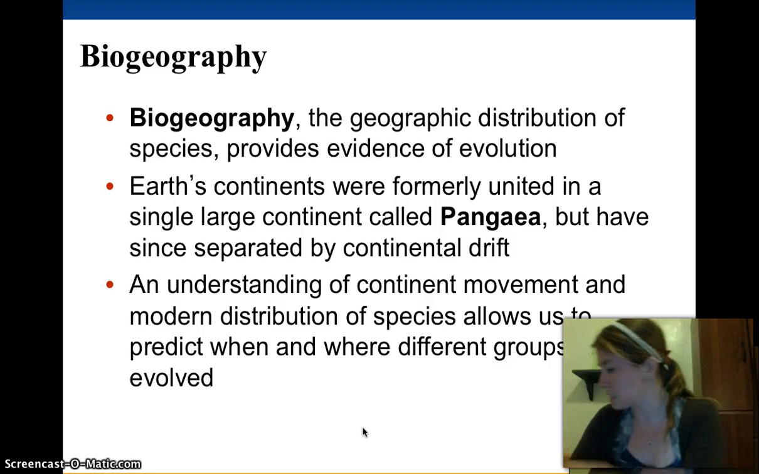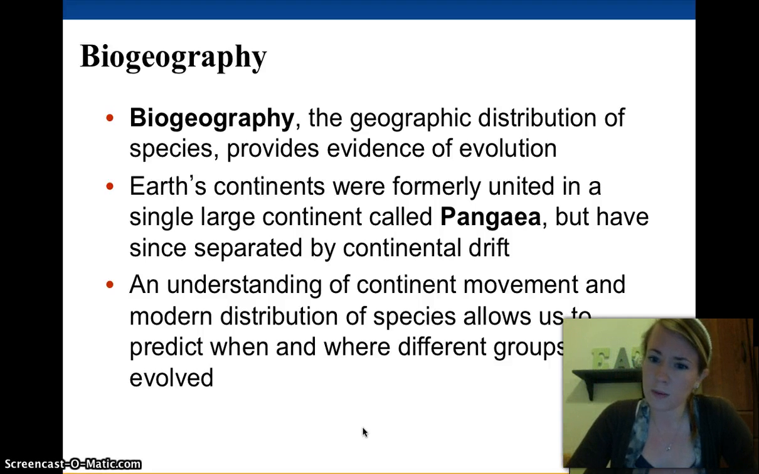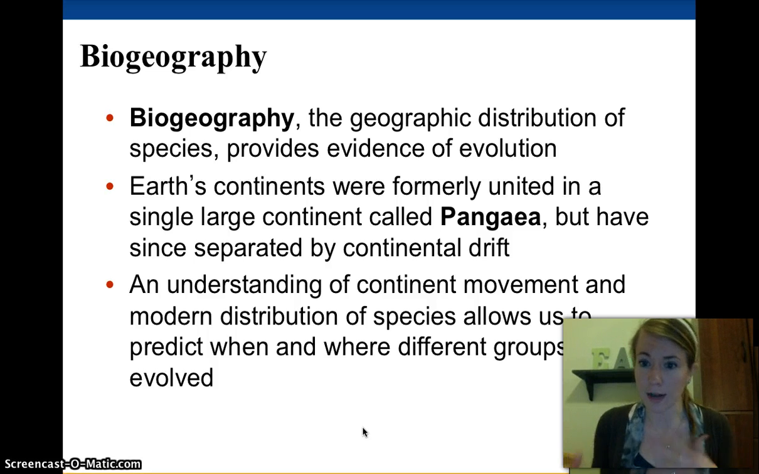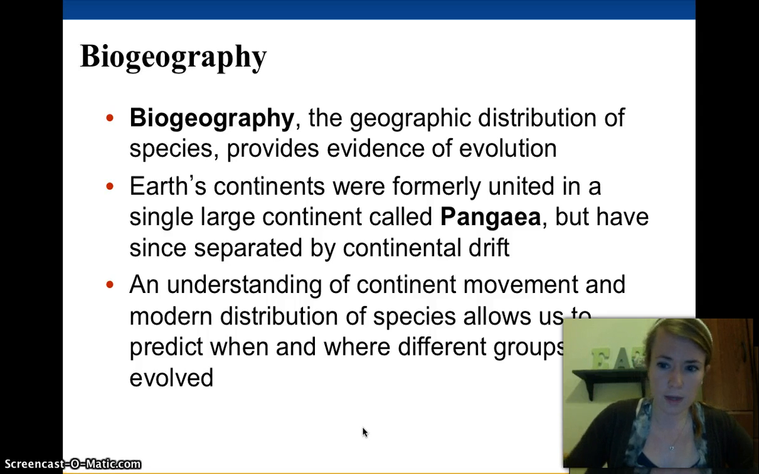The last piece of evidence is called biogeography, which is where we can see that living things that are similar are grouped together. So you've probably learned that at one time all of the Earth's continents were in one supercontinent. There was just one called Pangaea, but since then, because of the plates moving around and things like earthquakes, we've spread out into 7 different continents. But if you look at where the continents used to all fit together, you can see similar living things across the continents.